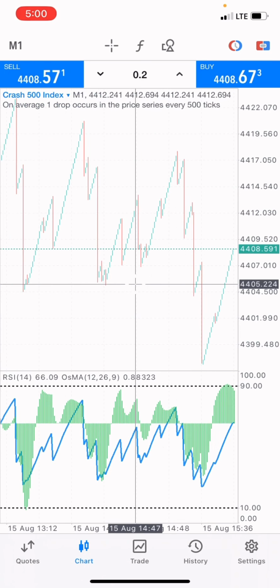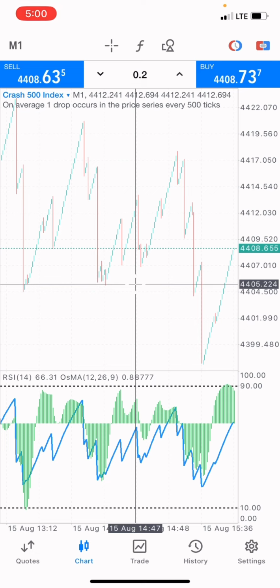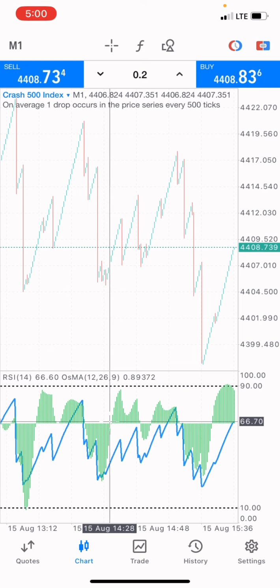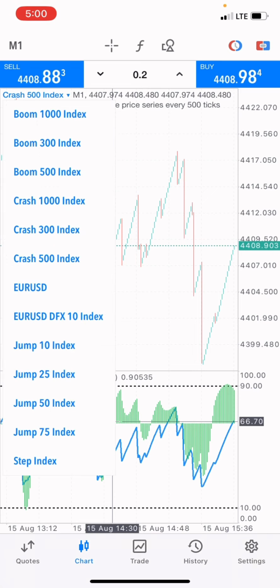Okay, so using the same indicators, as you can see, relative strength index and moving average of oscillator. These are the two indicators we're going to be using. With these indicators, guys, what you do right here is you enter the market during an uptrend of the moving average of oscillator on the boom 500 index. So let's go back a little bit and check.